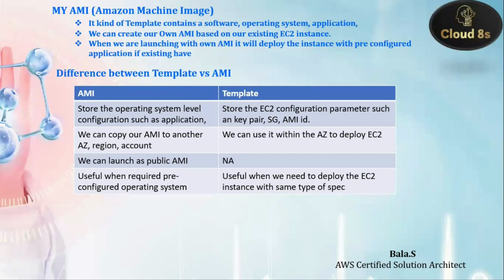Another thing: if we require any pre-configured operating system, AMI is a good advantage and we can go with AMI. At the template level, we can deploy only with the pre-configured EC2 instance configuration. It will not capture anything about the operating system. So these are the overall advantages and disadvantages between the AMI and the template. We will see it in the portal so that you get more idea of how we can create the AMIs and everything. Let me quickly switch into the console.